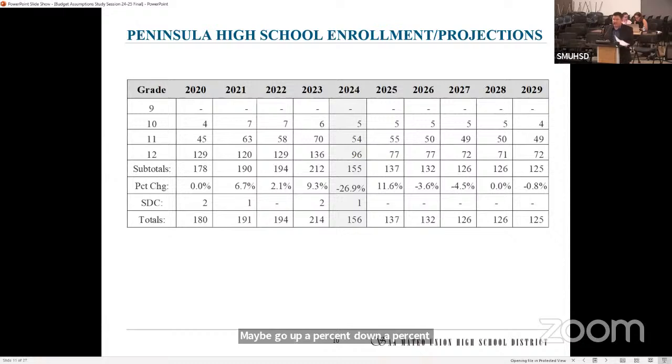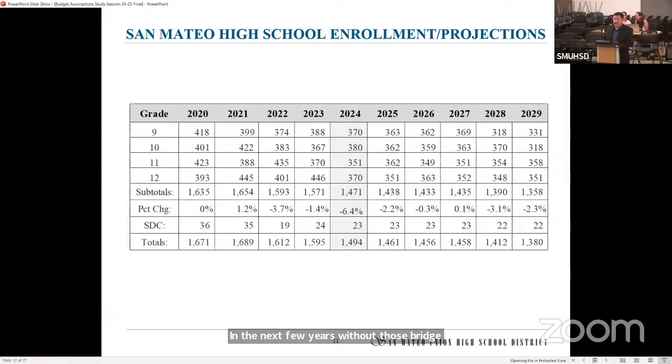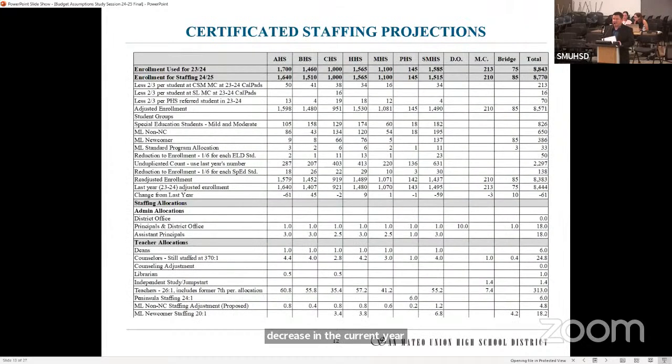In terms of Peninsula, these numbers aren't really as we've opened the bridge school. Those numbers are going to be a little bit different, as you see, at the 200 level, and then dropping down in the next few years without those bridge students. And then San Mateo High School, it's generally running along with the district, but with a pretty big decrease in the current year. And so there'll be some impacts there.